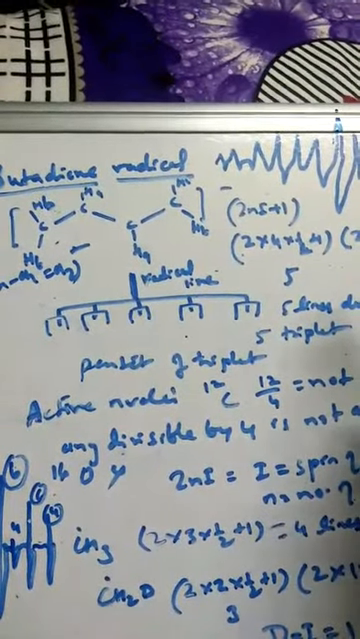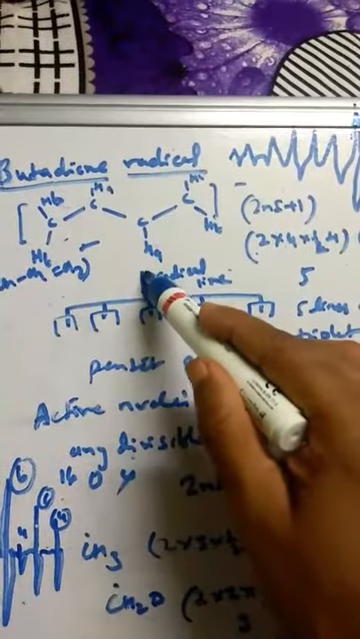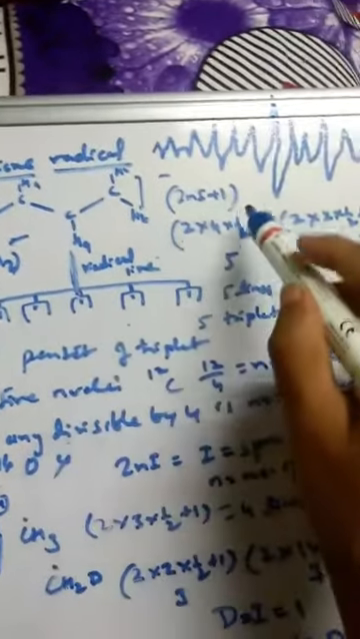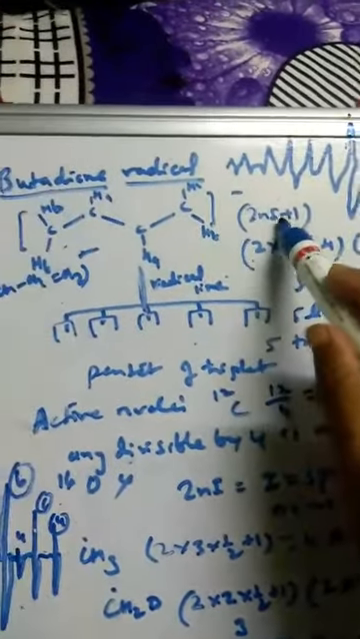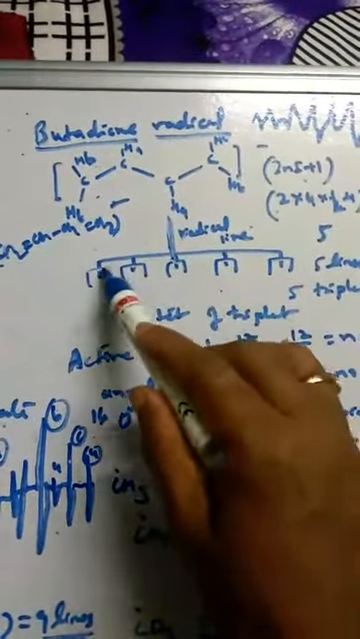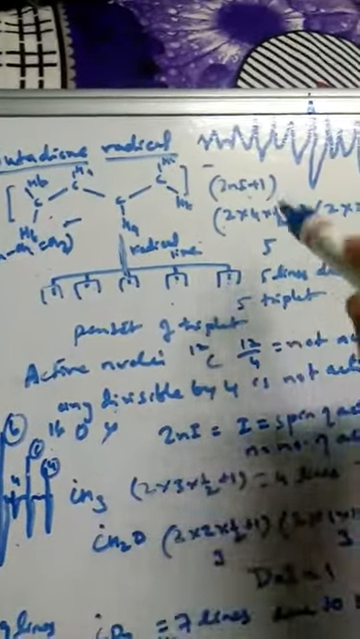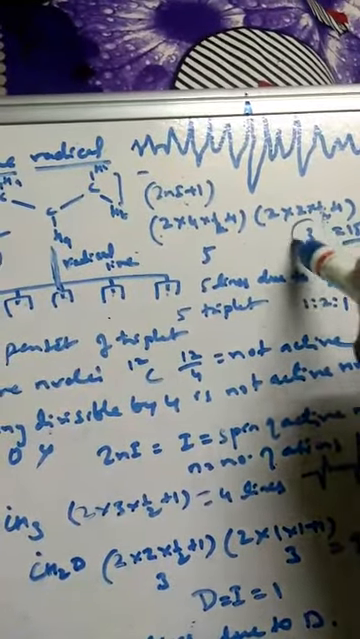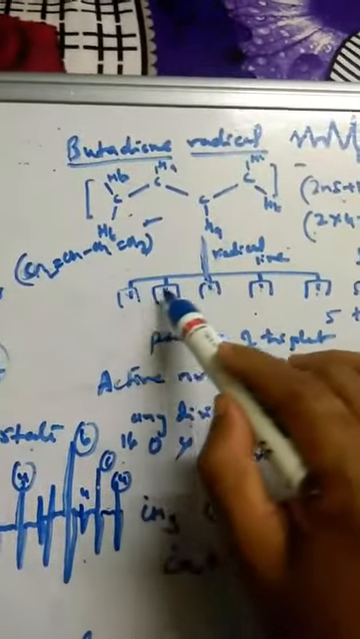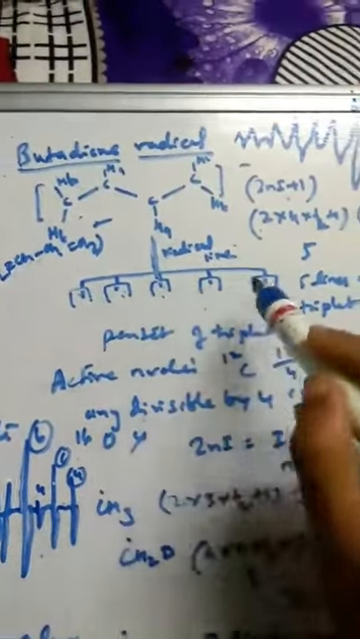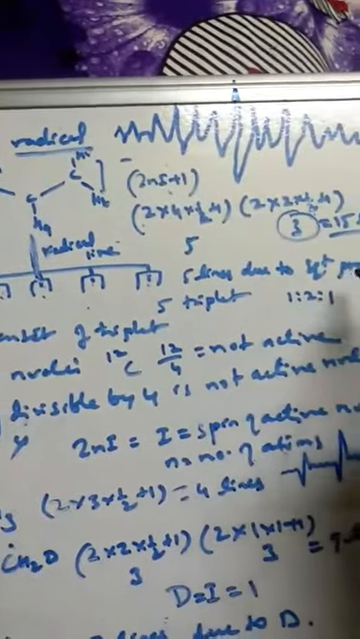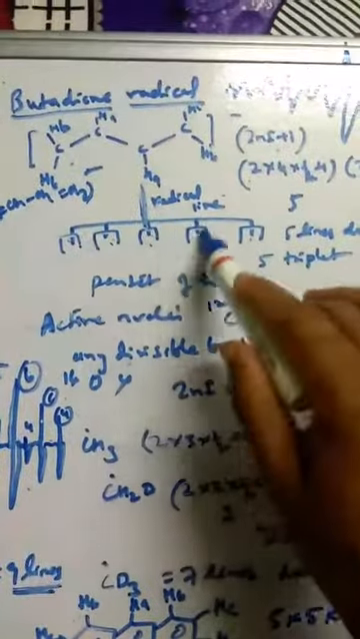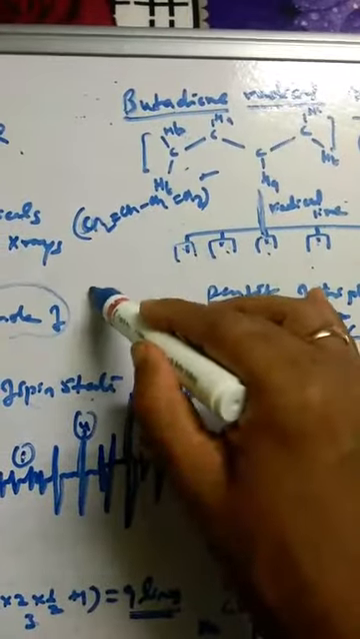And how do they split here? The radical first has a large peak, and it is going to split into 5: 1 2 3 4 5 splitting. Then each will split into how many? The proton with spin half is responsible, so each splits into 3: 1 2 3, 1 2 3, 1 2 3. That means 5 times 3 is 15, with 5 lines due to equivalent protons. So we are going to get 5 triplets in this spectrum.